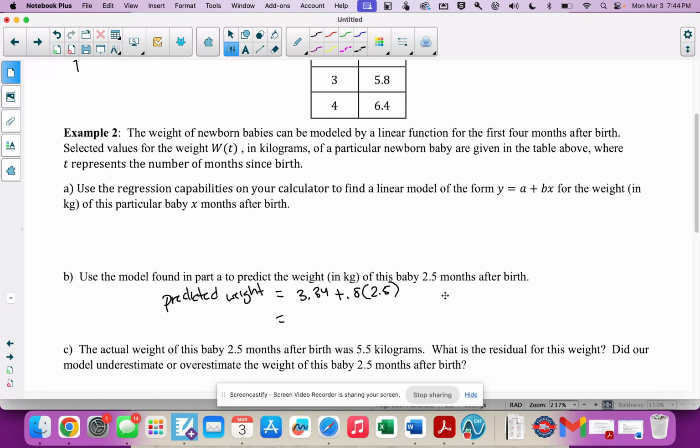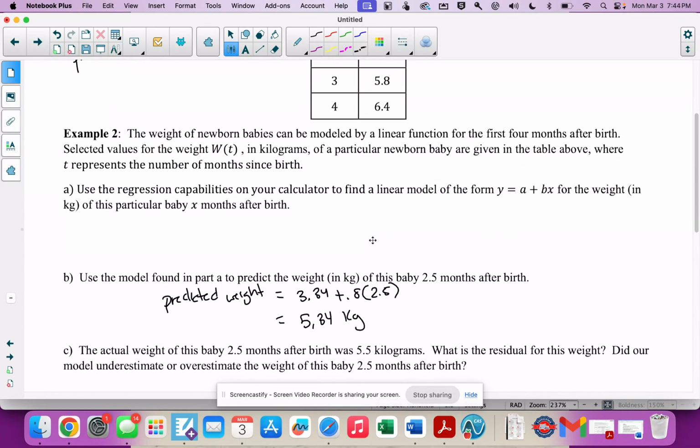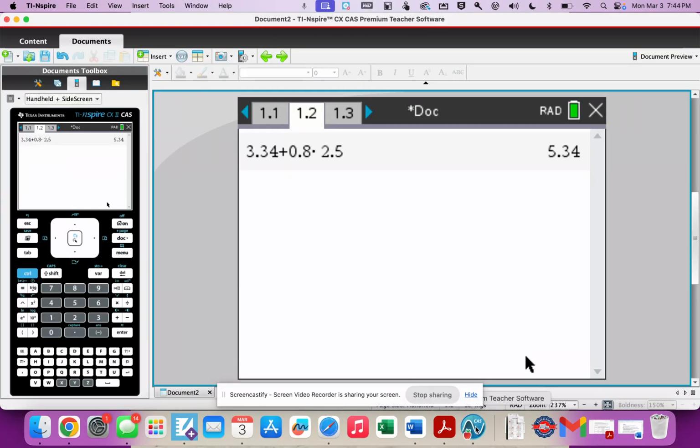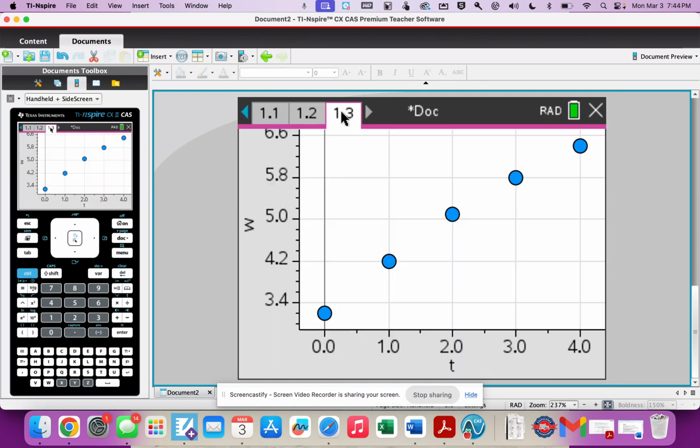Okay, and make sure, please, that you are putting your units for your answers. Okay, so the actual weight, this is where we get into the residuals, the actual weight of this specific baby at 2.5 months was 5.5 kilograms. So imagine, right, that again, the predicted is 5.34. Just to give you a visual. The predicted is 5.34 at 2.5 months. So here, 5.34 is right here about where the prediction is. And this baby weighs 5.5 kilograms. Okay, so think about that.